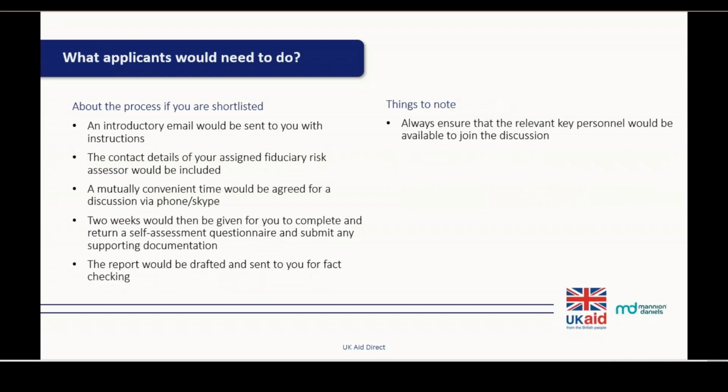So in terms of how the due diligence process works itself, an introductory email gets sent out with instructions, about 24 hours after you receive notification that your grant has been successful. You'll be given the contact details of your fiduciary risk assessor in that email, and they'll set up a time with you for an initial phone call.